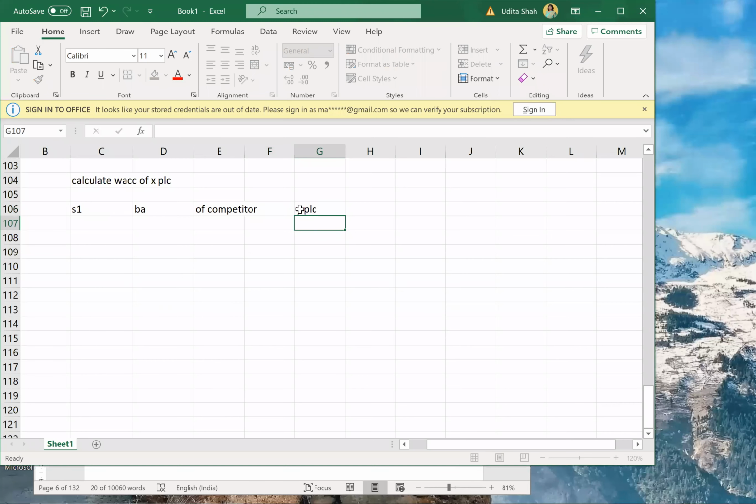Is the sound clear now? Okay. I didn't do anything to clear the sound. I think it got automatically cleared.